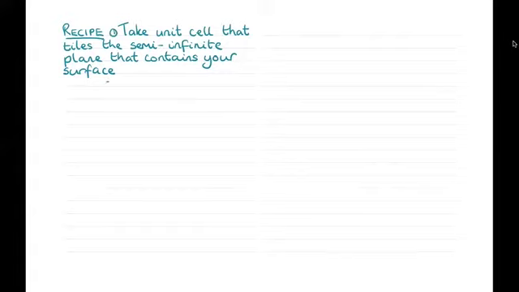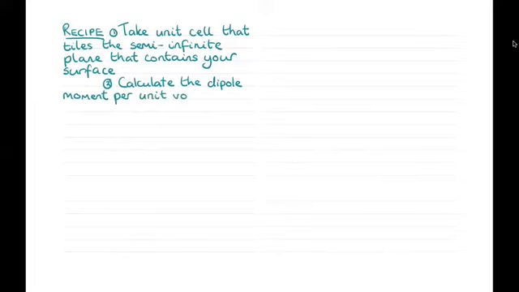So that's the first thing. And then you calculate the dipole moment per unit volume for this choice of unit cell. And this is the appropriate value for P bulk.